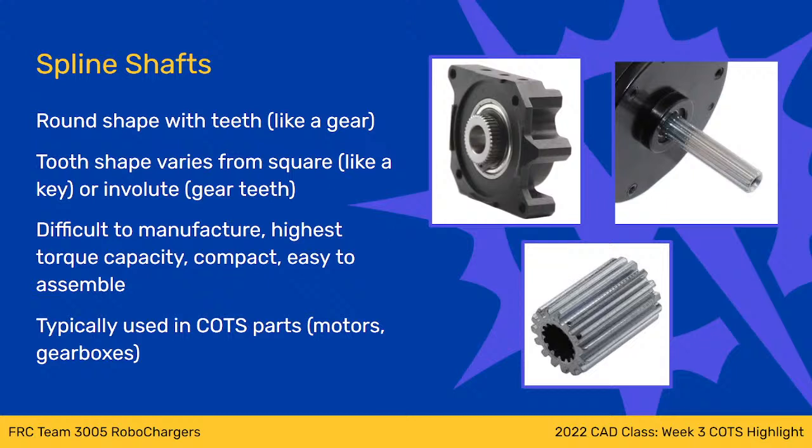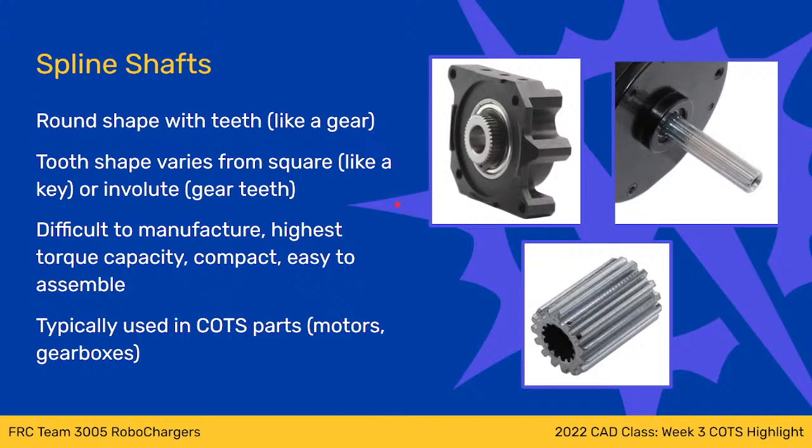Because you're effectively making a gear, right? And gears are common and not super expensive, but they're still not easy to manufacture. They're still kind of expensive. So when you have a shaft and you're basically making a very long gear, you can imagine that's relatively expensive. So you don't really see spline shafts used for general purpose stuff.